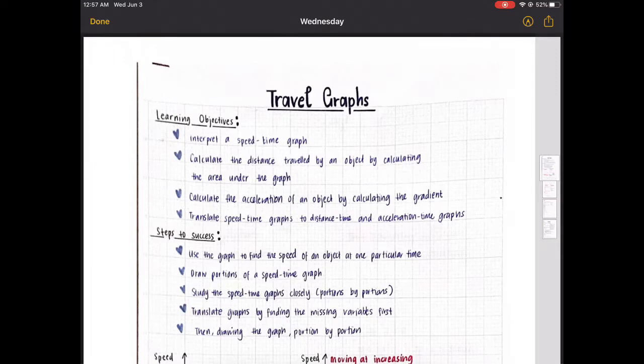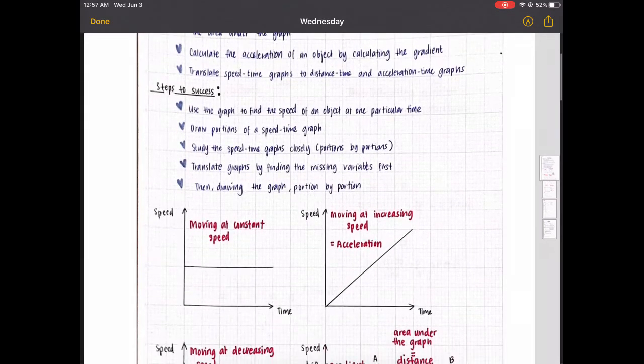So steps to success, the things that you are going to cover today. You're going to use the graph to find the speed of an object at one particular time. So for example, find the speed of an object at t equals 10 seconds. And then you'll draw portions of a speed time graph. This could also mean 3 different portions for one whole speed time graph. You'll study the speed time graphs closely, portion by portion. This will enable you to translate graphs by finding the missing variables first and also drawing the graphs.